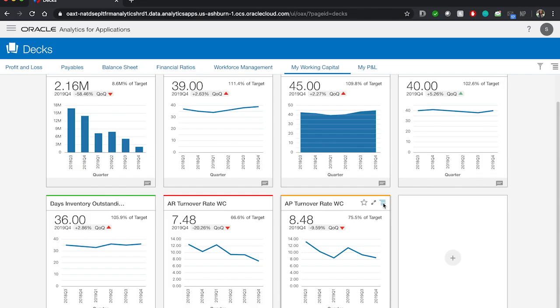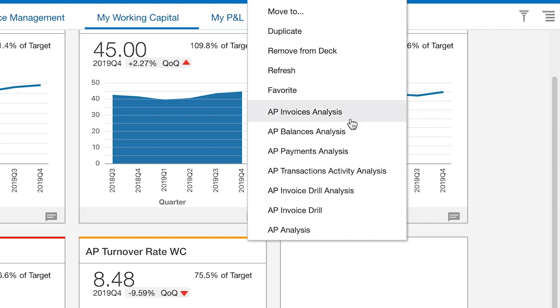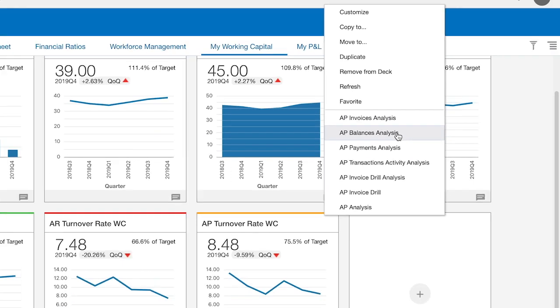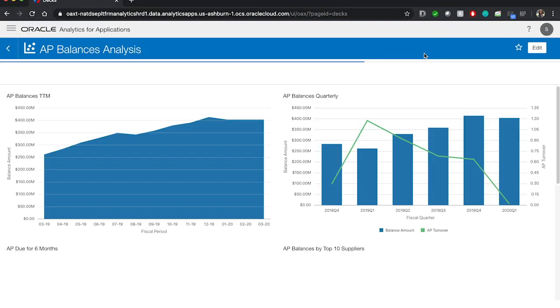So now that the business analyst has been notified of this new action, the financial manager is going to go and see what new reports his business analyst has made for him. When he clicks onto the hamburger menu of the AP turnover rate card, he can see that there's 7 different reports that the business analyst has attached to this card. What's of interest to him right now is the AP balances analysis. He's going to click on that and see exactly the report that has been generated for him.